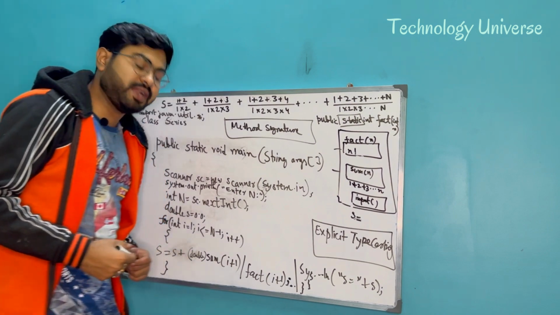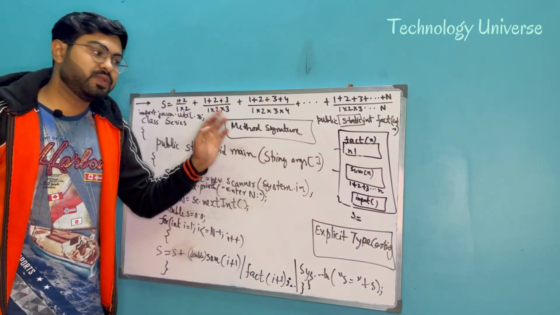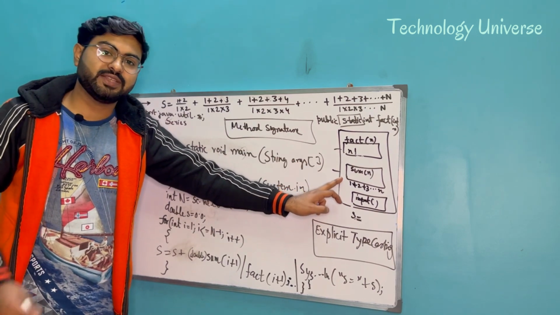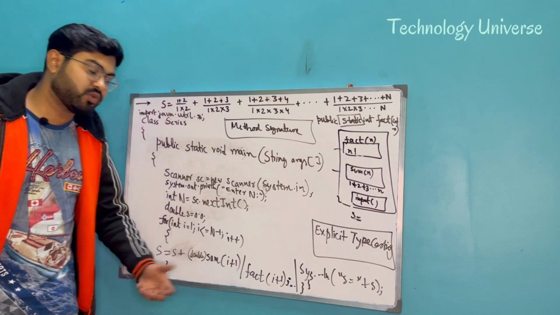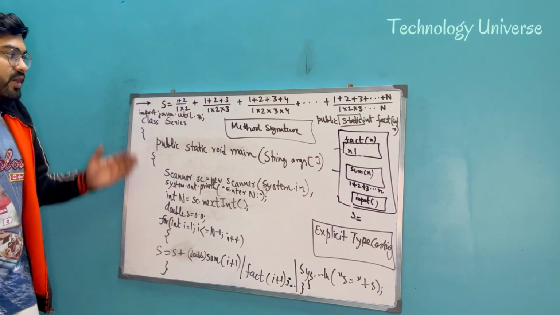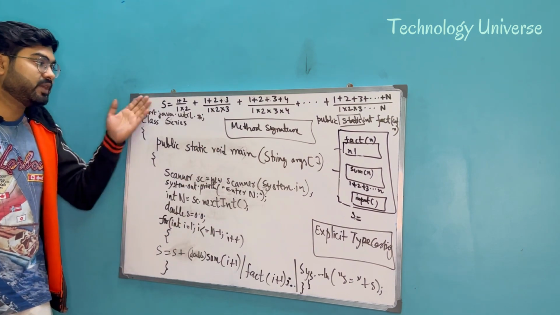Before running this code, please add the static keyword in the method signature of the previous two methods I mentioned in this video, fact and sum. For both of them mention the static keyword. That would work fine. So this is the overall working of how this code is going to generate the sum mentioned in the question paper.